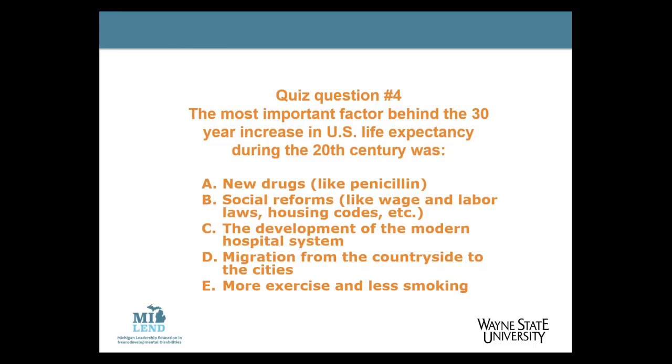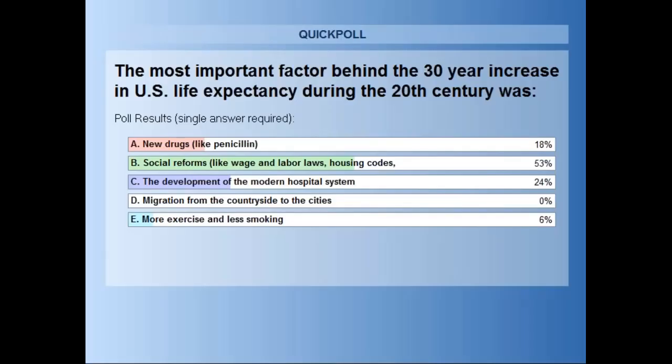So now let's go to question number four. The most important factor behind the 30-year increase in U.S. life expectancy that we saw during the 20th century was, and Mike, if you can tell us how we responded to that. 53% of participants chose B, social reforms.